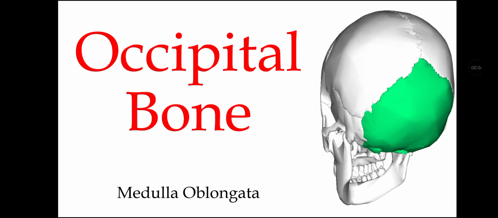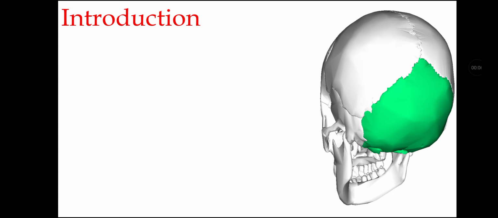Today we are going to talk about the occipital bone. So let's start the topic with the introduction, and here at the side you can see the diagram representing the skull, and the green portion of it is the occipital bone.